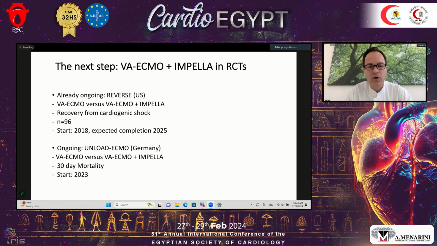And there's also another ongoing trial in the US. It's called the REVERSE trial, and it also follows up the same concept, but with fewer patients. About 100 patients are expected to be enrolled into the trial, and completion also is expected by the end of next year.